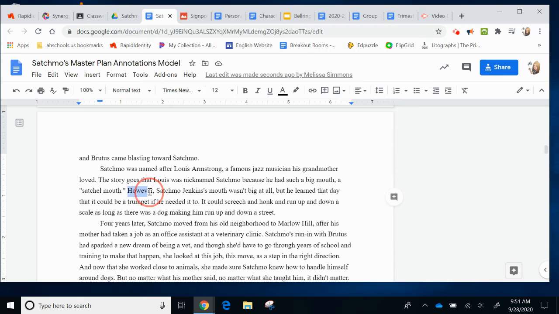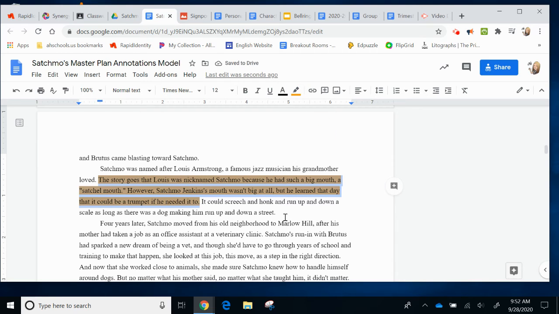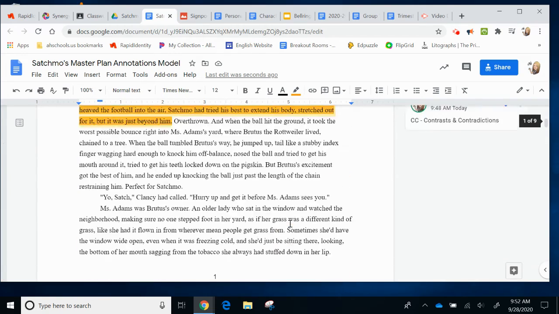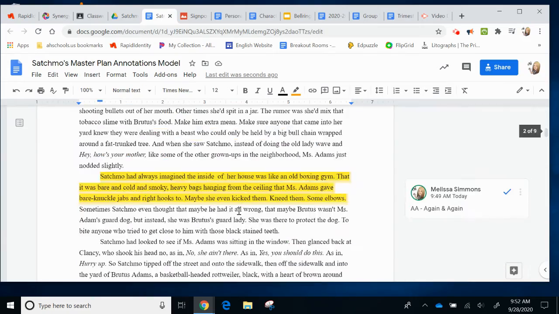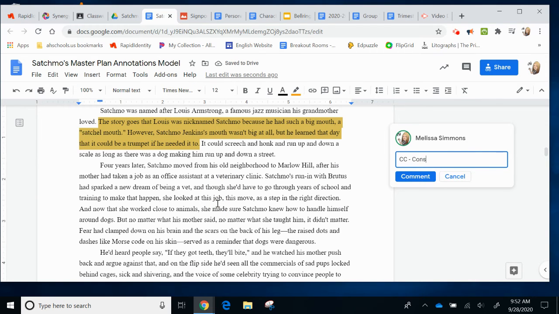But when you see words like however or but or instead, a lot of times that's a clear indication of contrast. So even though Satchmo is nicknamed for having a big mouth, he actually doesn't have a big mouth. Okay. But in the moment here, we're figuring out, oh, he actually does have a big mouth, in the sense that he can make it sound really, really loud because he was so scared running away. And again, that is orange because we scroll back up here. It is a contrast and contradiction. So I'm going to make that orange, comment, either CC or contrasts and contradictions.